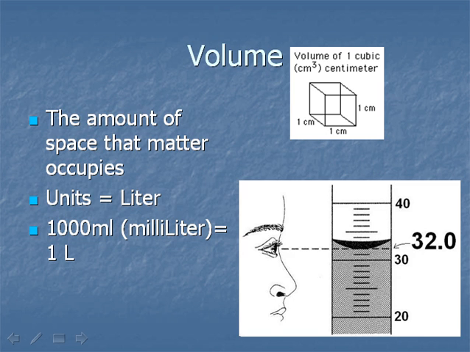Volume is the amount of space that matter occupies. The unit we're going to use is the liter, but we could also use centimeters cubed, or meters cubed for that matter. If you look at the top box, because it's a box, you can represent each of the lengths of the box, so we call it centimeter cubed. At the bottom, we're looking at a graduated cylinder, so often in that case we'll use liters or milliliters.